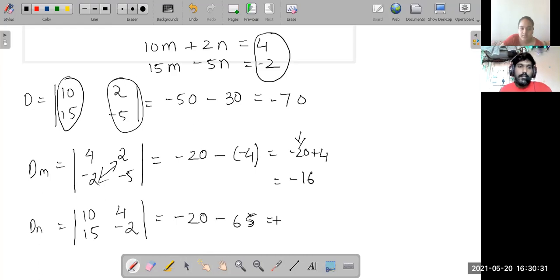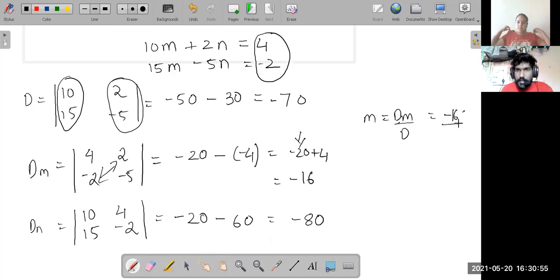60. 15 into 4 is 60. Sorry, 60. And minus 20 minus 60 will give you minus 80. Minus plus bigger number sign. Now you find out m. So m will be dm upon d. So dm you got minus 16, and d is minus 70.